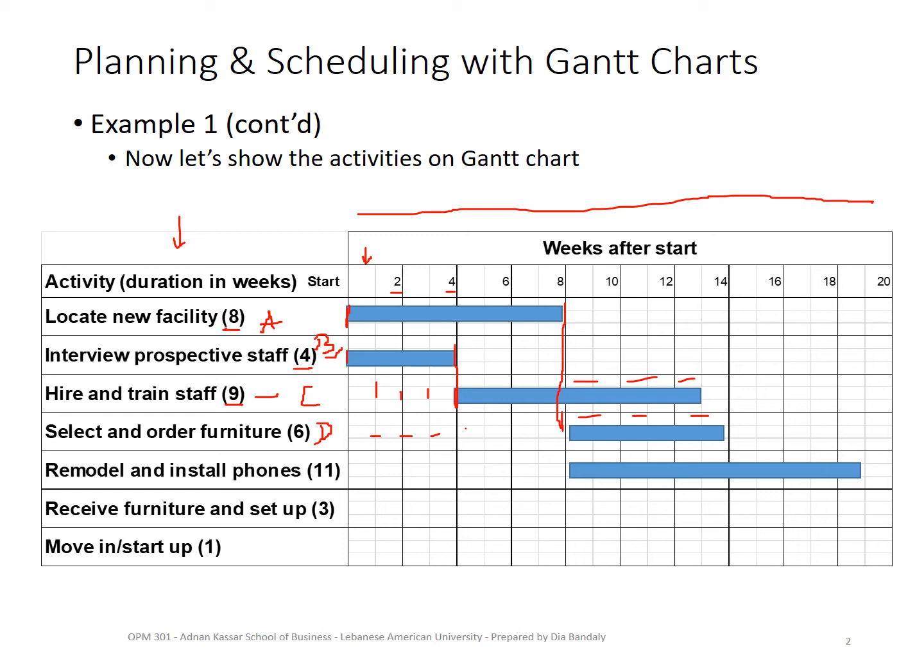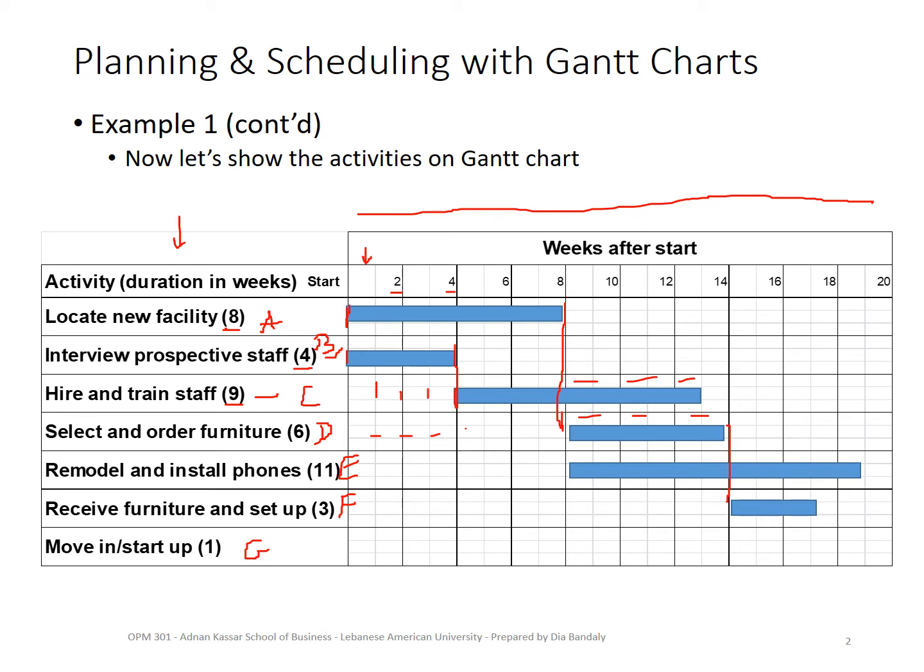Then we have receiving the furniture, all right, which is activity F, and that was E. Activity F has an immediate predecessor D, which means it has to wait until this is done, and it can start here. It takes 3 weeks. And finally, the last activity, G, moving in, has C, E, and F, right?